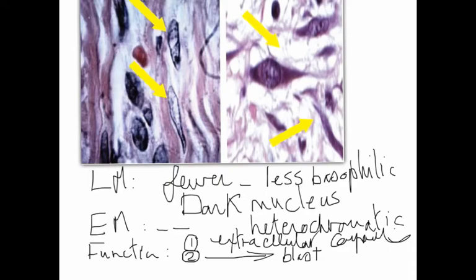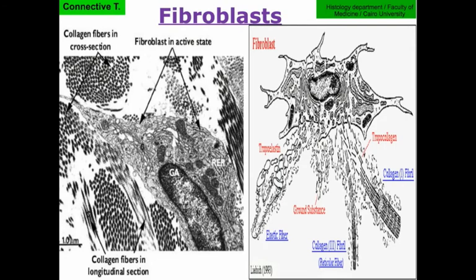This is a very nice picture for the EM of the fibroblast. Look here, this is a diagram for the EM of this cell, which is a highly active cell. You will notice the Golgi apparatus, the rough endoplasmic reticulum, and the diagram showing the formation of the collagen. At first, the collagen is secreted in the form of tropocollagen, and then it will be collagen fibers of type 1 or type 3. Type 1 is collagen fibers, and type 3 is the reticular fibers. So it forms the collagen and the reticular.